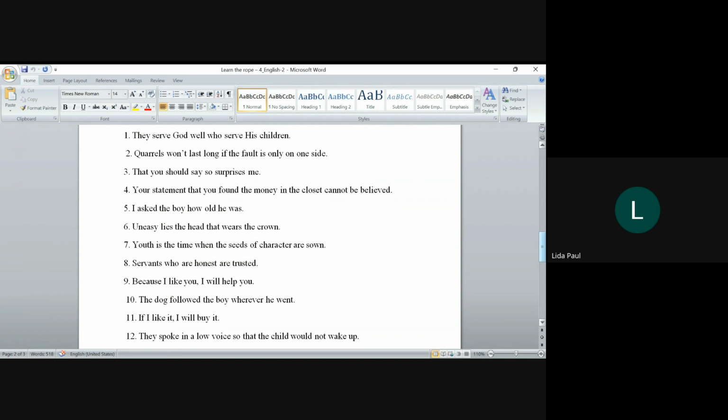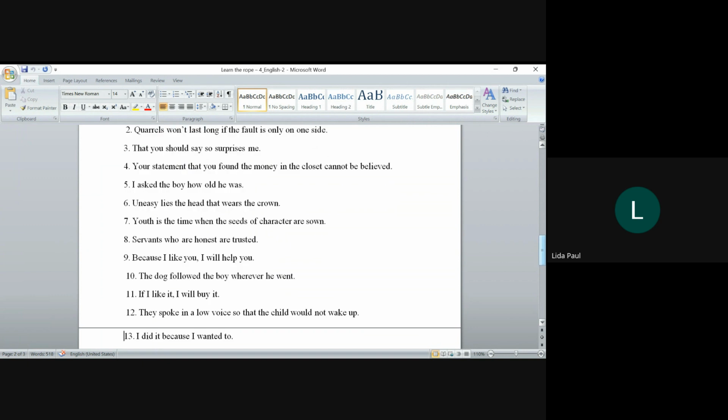So this has to be again adjectival, right? Servants who are honest. What kind of servants? The ones who are honest. Or simply you look at this. If you remove who and are, you're left with honest. So in other words, you can also say honest servants are trusted. What is honest there? It's an adjective. This kind of analysis you can also do to determine whether it's an adjectival, adverbial, or noun clause.